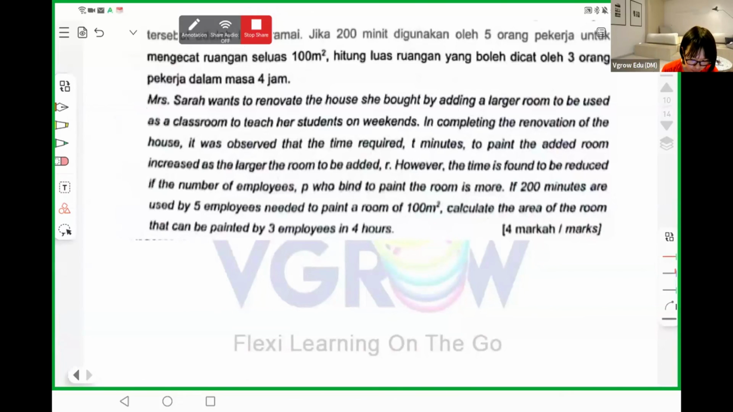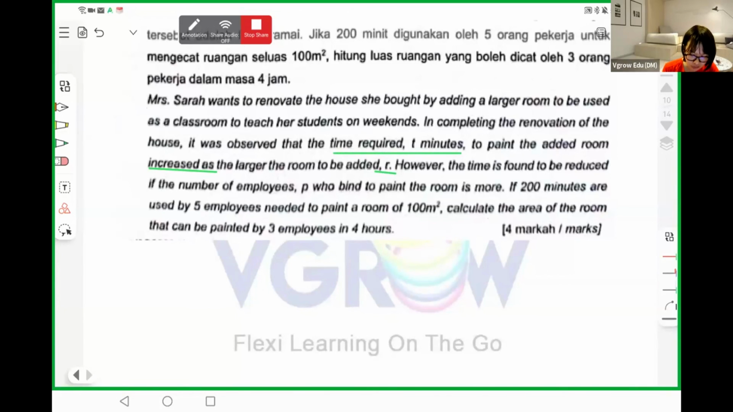Mrs. Sarah wants to renovate. In completing the renovation of the house, it was observed that the time required, T minutes, to paint the added room increases as the larger the room to be added, R. Okay, Willie also got the answer correctly. Congratulations. Let me just continue. You got the answer correct.